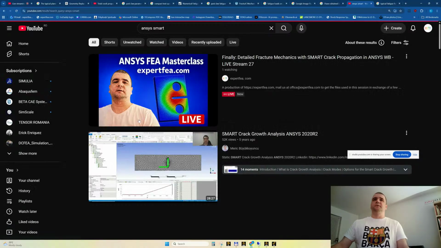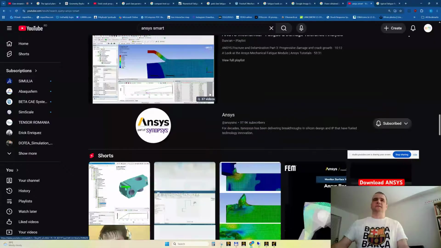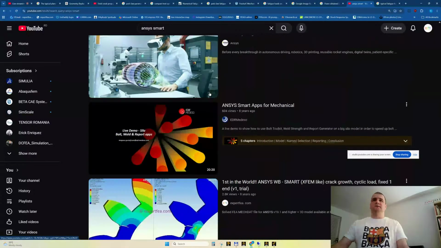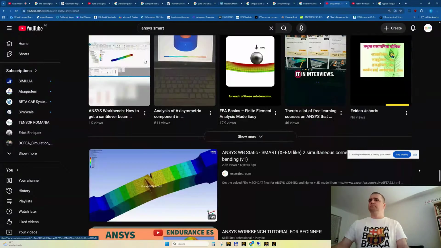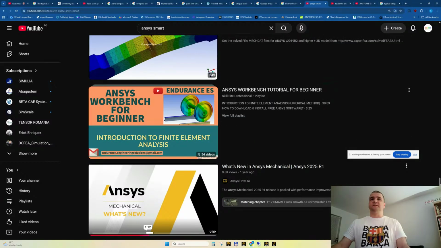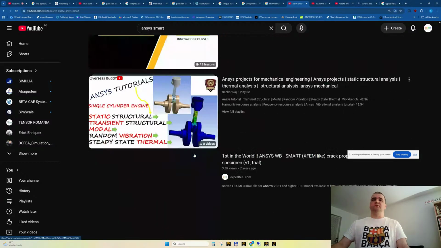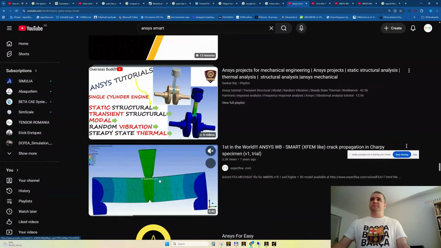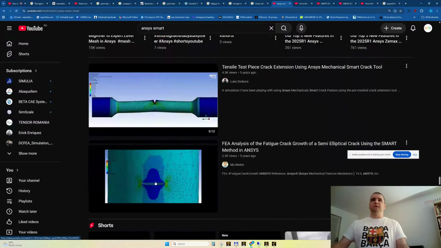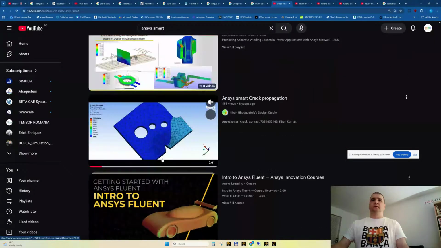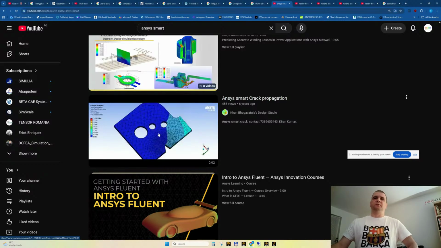ANSYS Smart, my other simulations with cracks are these ones. This one, these ones, 2 cracks at the same time. This one is made with static. 7 years ago, it was my beginning. Oh, nice. And of course, I can bet that it's made with static and not fatigue.